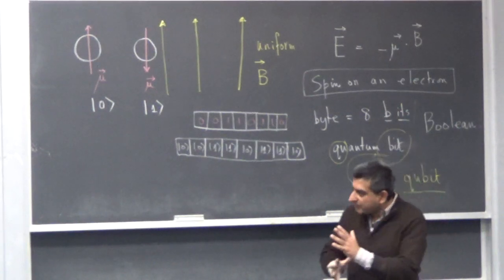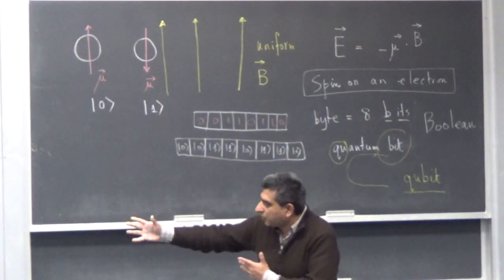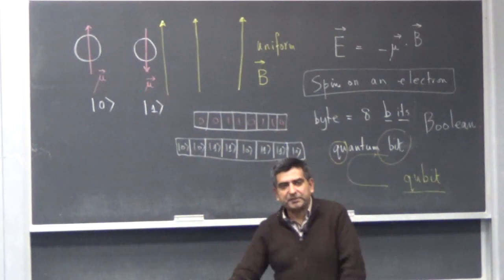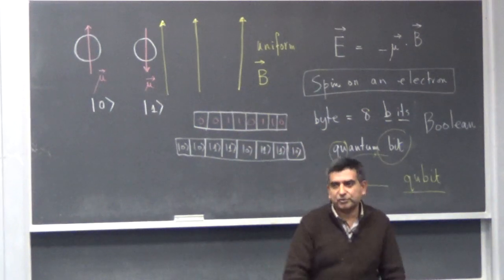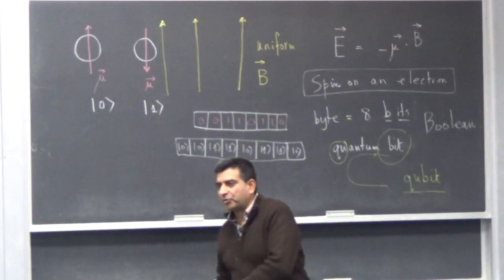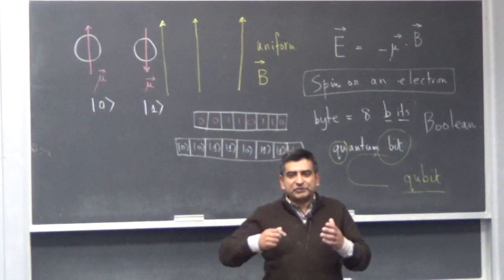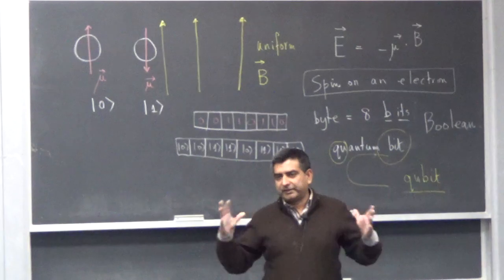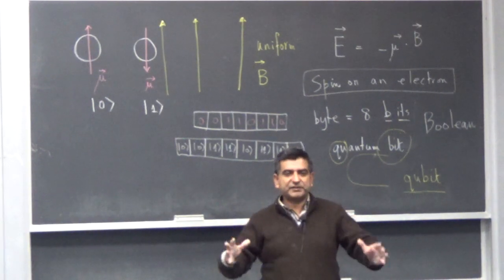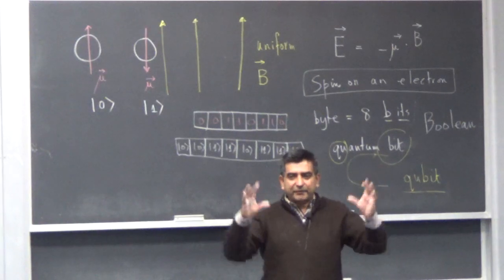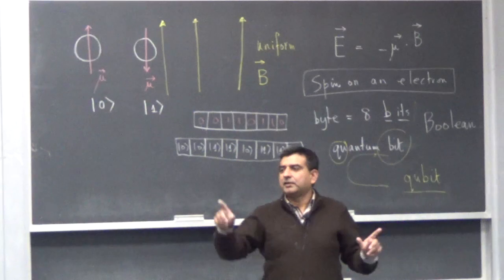And it can take different manifestations, different physical forms. Could be the path of a photon in a beam splitter experiment. It could be the polarization of a photon. It could be the spin of an electron, the spin of a proton. It could be the direction of the current in a SQUID. It could be anything. Right? Different physical manifestations are possible. But the language, the mathematical language, is generic.